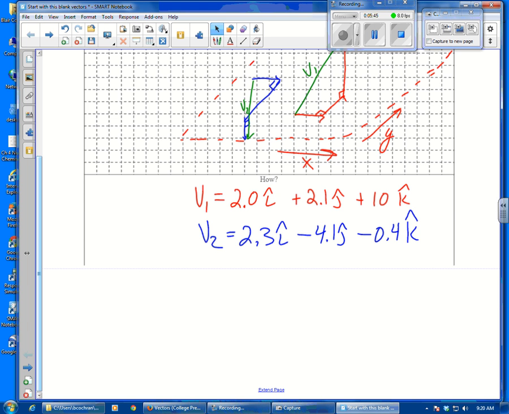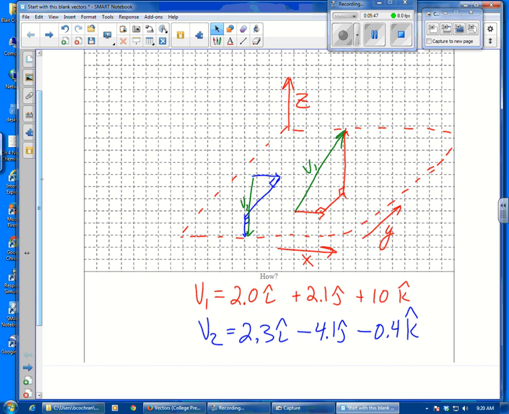Because what I would do is I want to add v1 to v2, so I would take all my stuff for v2, and I'd arrange it tip to tail with v1, and then my final vector goes from the tail of one to the tip of the other. Ugly, ugly drawing, right?